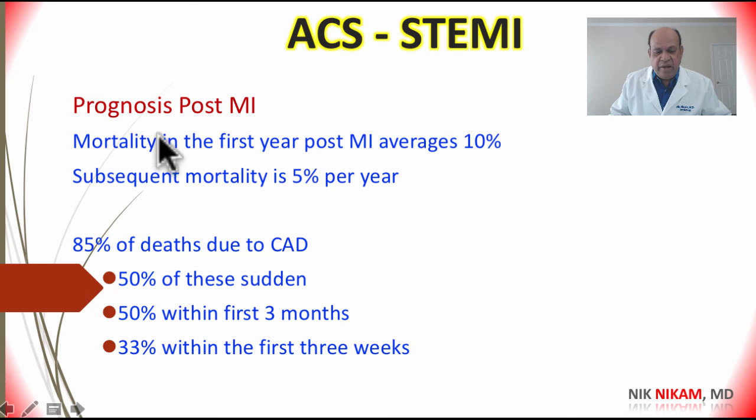The mortality in the first year following myocardial infarction averages 10%. The subsequent mortality is in the range of 5% per year. 80% of the deaths in a patient with acute myocardial infarction result from coronary artery disease as such, and 50% of them are sudden, and they happen in the first 3 months, and 33%, that is 1/3 of the deaths, happen within the first 3 weeks.